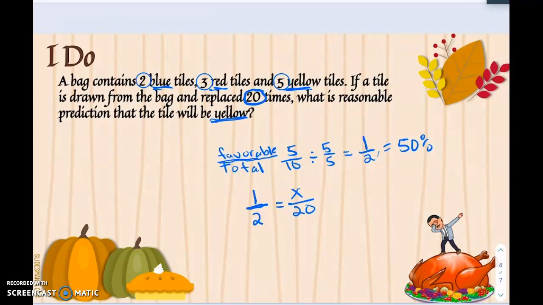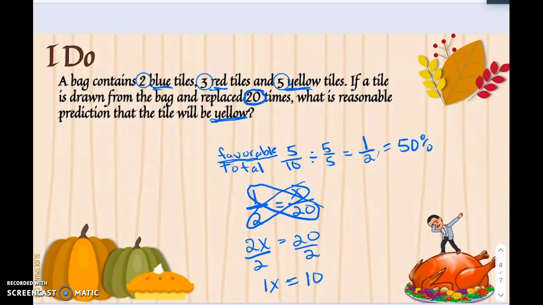And once I set up my proportion, I would do cross multiplication, which would give me 2x = 1 times 20, which is 20. Next step, I've got a one-step equation, and I'm multiplying the variable by the coefficient of 2. So I want to get rid of the coefficient. 2 divided by 2 gives me 1x, and 20 divided by 2 gives me 10. So that would be my answer.